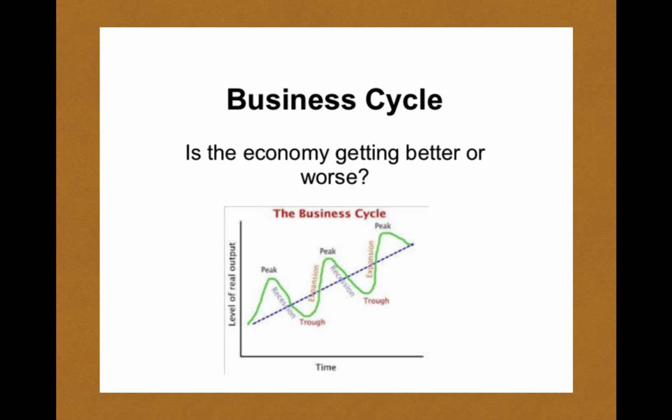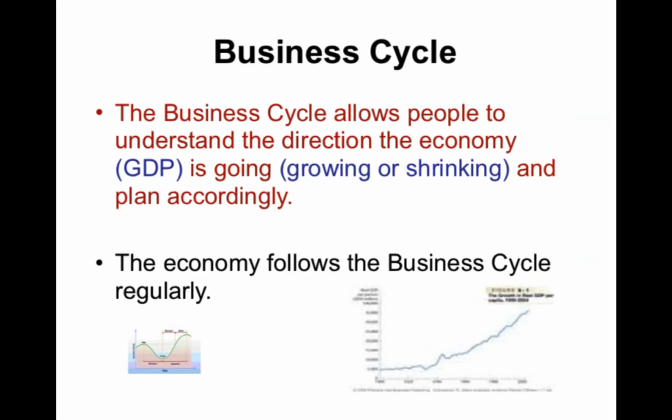So, we're going to talk about the different stages of the business cycle, and then we'll look at the relevancy of that business cycle model to what's going on today. So, to start with, the business cycle, the definition is that it allows people to understand the direction of the economy, whether it is growing or shrinking, and allow us to plan accordingly. So, we're going to look at those indicators, things like GDP, inflation, unemployment, to give us an idea of how well our overall economy is doing.